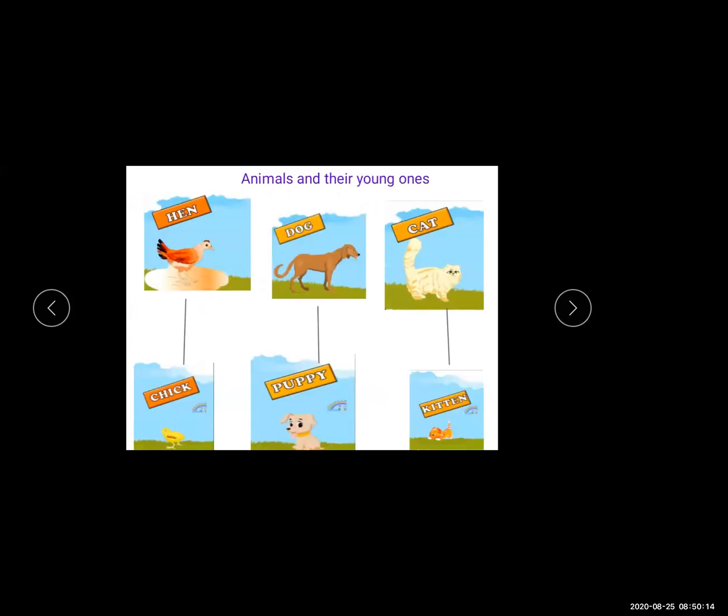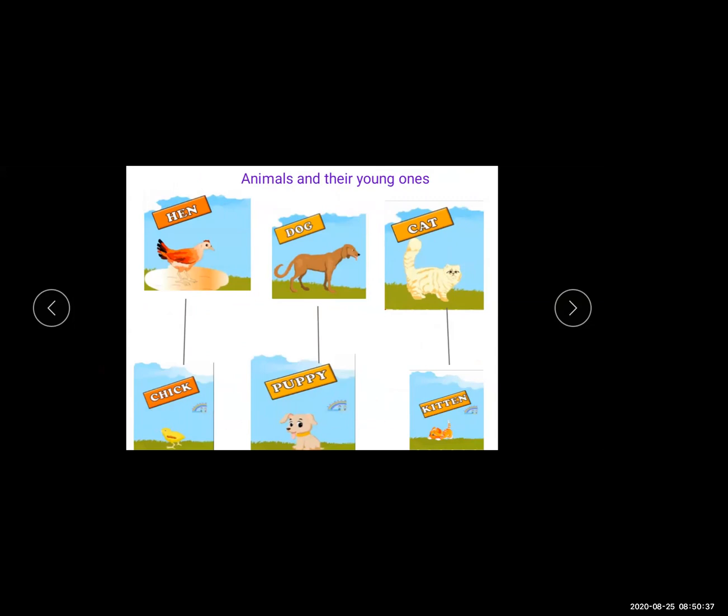Now see here. Now these are animals and these are their young ones. Okay. Hen is there. Dog is there. And cat is there. The young one of hen is chick. The young one of dog is puppy. And the young one of cat is kitten. So these mothers want to meet their babies.